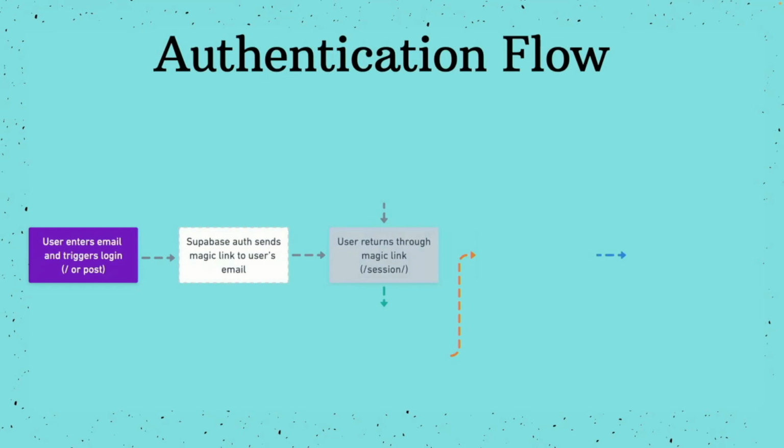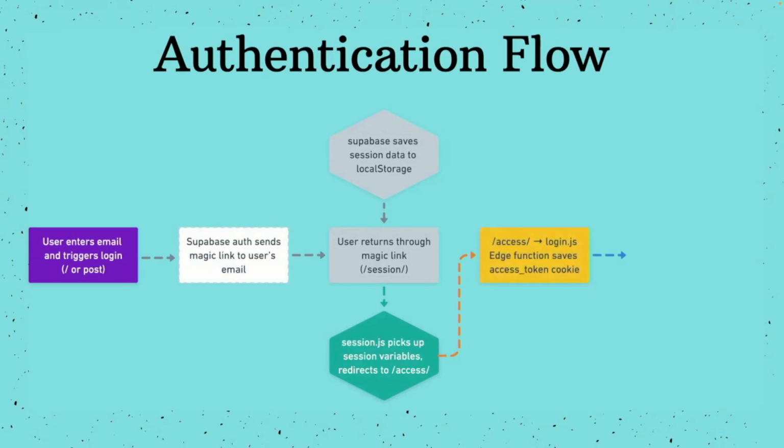So we are going to have the user return through their magic link and specifically hit a page we're going to call session. On that session page, Supabase is going to do what we already saw. It's going to save their session data to the local storage, but we're going to add an additional script, session.js, that picks up their session variables and redirects them to the access route. That access route is what's going to finally load our edge function, our login edge function. And this is going to save an access token cookie.